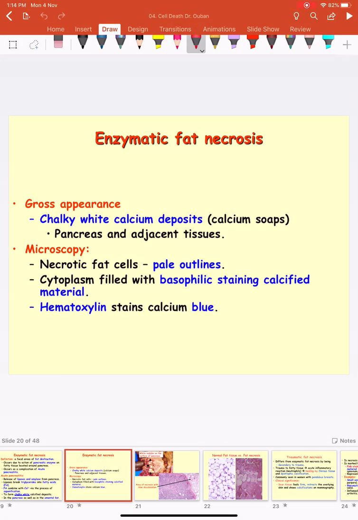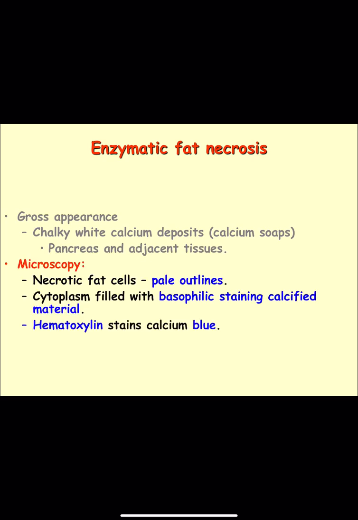Actually, I wanted to say, this is enzymatic fat necrosis. All right, so what is the difference between enzymatic fat necrosis versus traumatic fat necrosis? The end result is going to be almost the same in terms of loss of pancreatic tissue, loss of peripancreatic fat, right? Necrotic area all around.